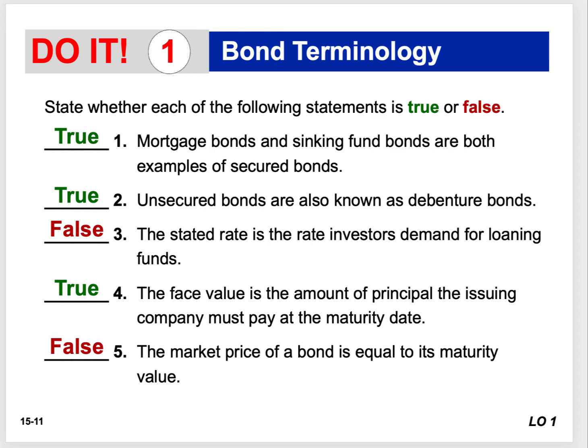Unsecured bonds are known as debenture bonds. Yep, that's true, right? We talked about that. I said put that in your notes. That's probably an important one. The stated rate is the rate investors demand for loaning funds. That's false. Why? Because the stated rate is the contractual rate on the bond that the borrower needs to pay, right? The rate that investors demand for loaning funds, that's the market rate, okay?